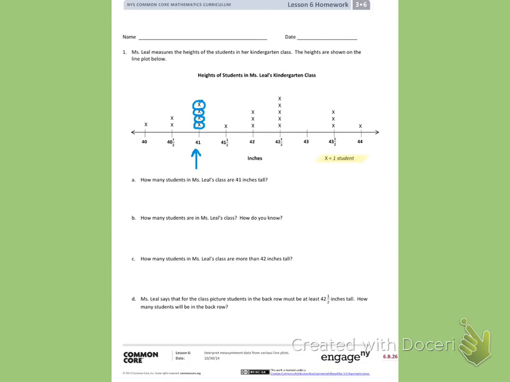Now I need to write that in a sentence. 4 students in Miss Leal's class are 41 inches tall.